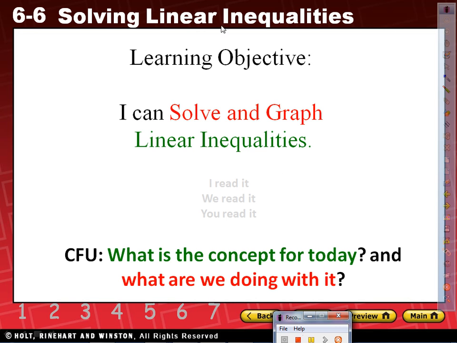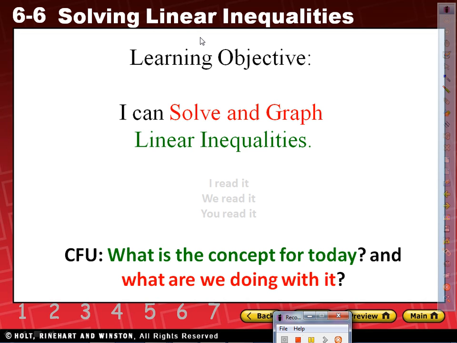Title your notes, Solving Linear Inequalities. Solving Linear Inequalities. Now, on your Cornell notes. Now, as you notice, there's a pattern to how we introduce new concepts, right?